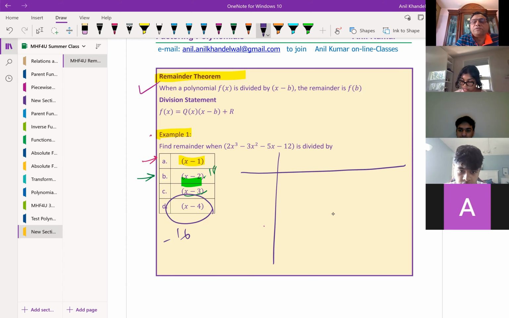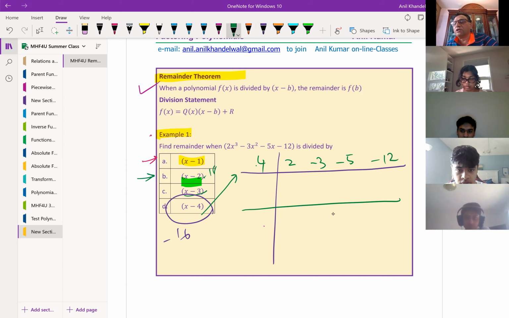So we'll write down the coefficients which are given to us as 2, minus 3, minus 5, and minus 12. You're going to divide by what number? Tell me what will come here. This will be 4, right? We want to divide by x minus 4 and see what is the quotient and what is the remainder. Do we get the remainder as minus 16?